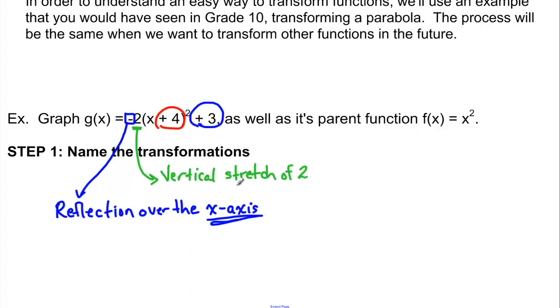You might see in your book that it will say a vertical stretch by a factor of 2, but I'm okay with you just writing vertical stretch of 2. I understand what you're trying to say. If, for example, this was a half instead of 2, you would say it's a vertical compression of 1/2.